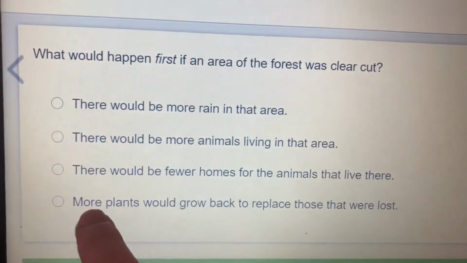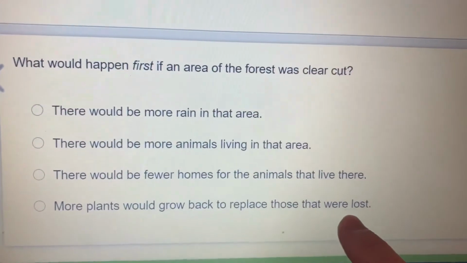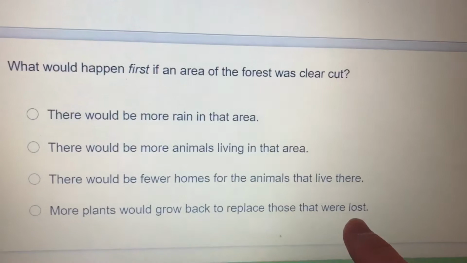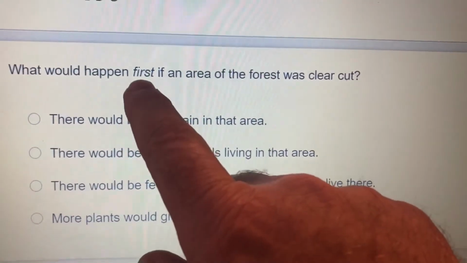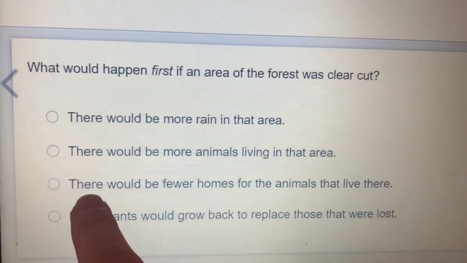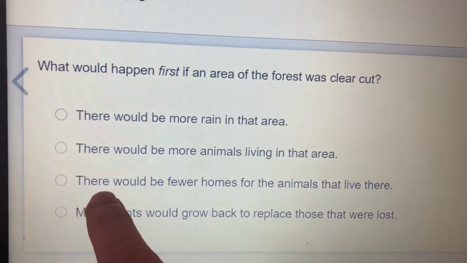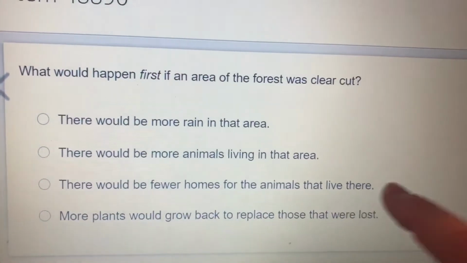Let's look at the last one. More plants would grow back to replace those that were lost. Well, yeah, that's true. More plants would grow, but remember, what would happen first? First, that's the key word there. So the only choice here is there would be fewer homes for the animals that live there. Let's look at the next question.